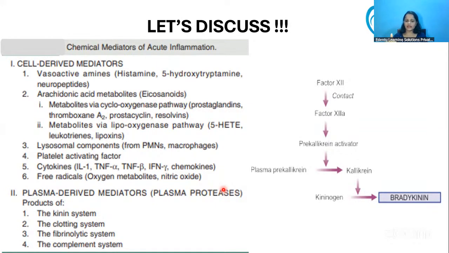Okay, and then we have the plasma-derived mediators, the ones that are produced from the plasma. Cell-derived mediators are the common ones like the histamines, arachidonic acid metabolites, free radicals, cytokines. The major ones are all cell-derived mediators. Then we have the plasma-derived mediators also: the kinin system, protein, fibrinolytic, and the complement system.